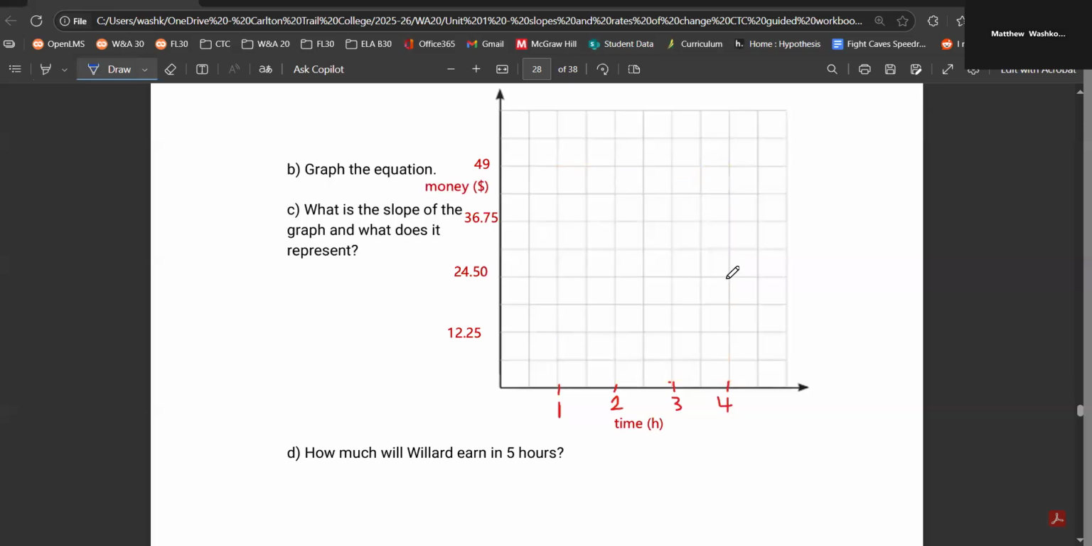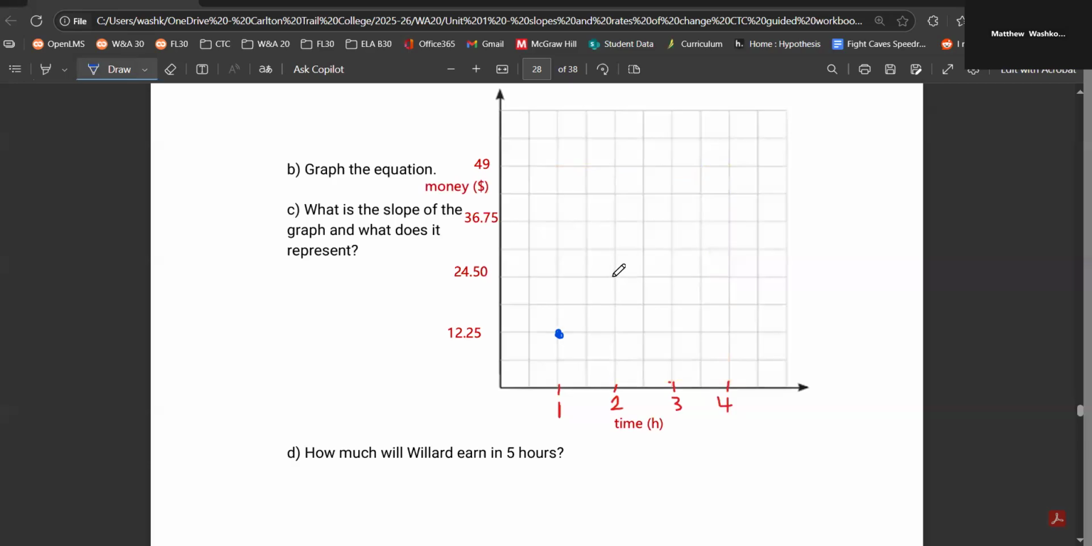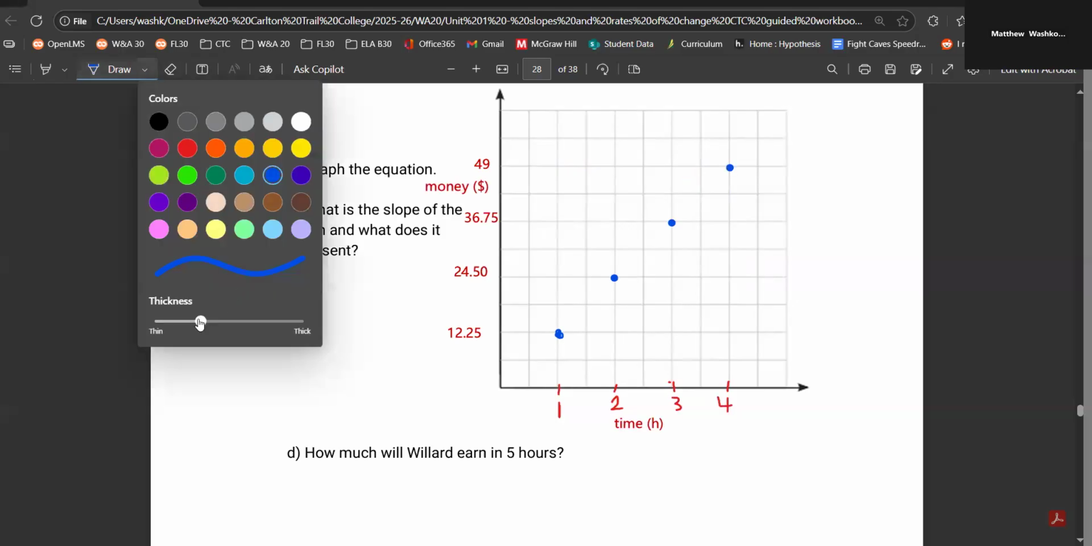So let's think about this. Now, if I work 1 hour, how much money do I make? $12.50, right? In this case, it's kind of easy. If I work 2 hours, I make $24.50. If I work 3 hours, I make $36.75. And then 4 hours, I make $49. And you can already see the pattern emerging, right?